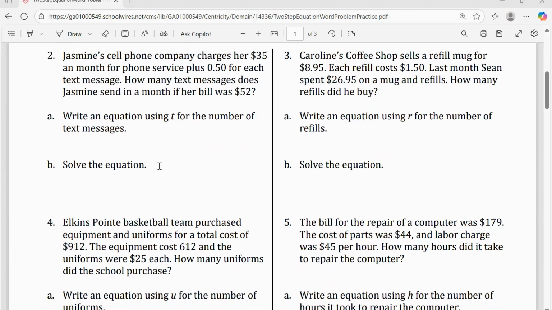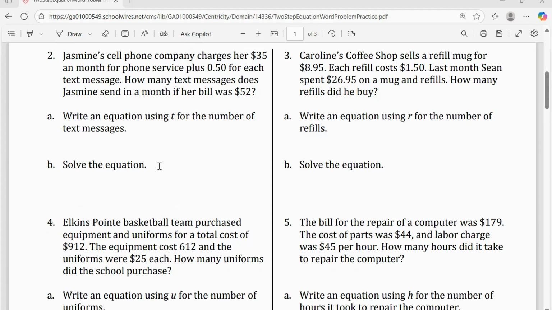All right, for number 2, Jasmine's cell phone company charges her $35 a month for phone service plus 50 cents for each text message. How many text messages does Jasmine send in a month if her bill was $52? All right, for part A, 2A, it says write an equation using T for the number of text messages. Okay, so instead of just using M as we did in our last problem, when we identify a variable, we're going to use T.